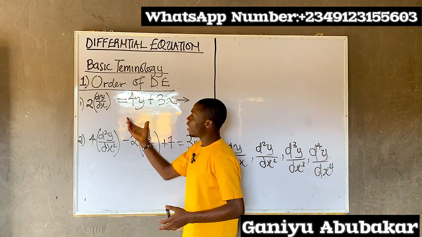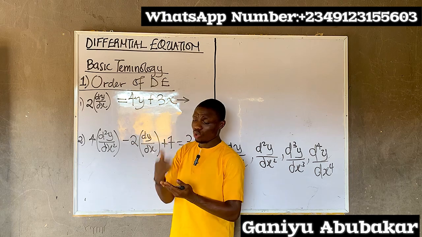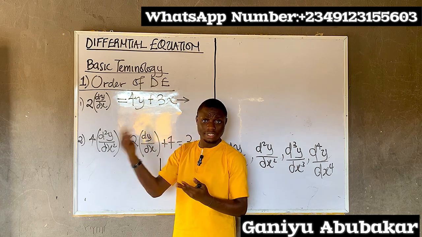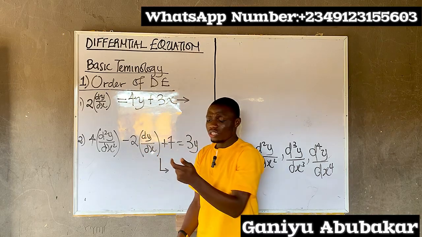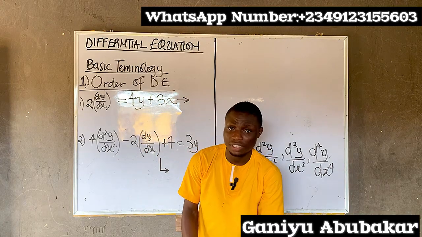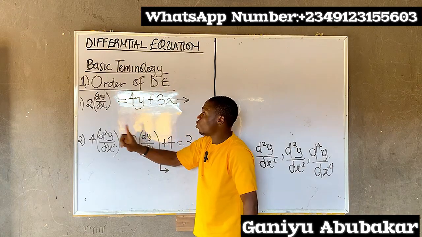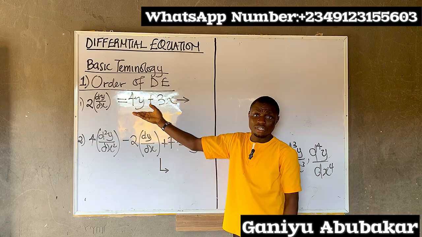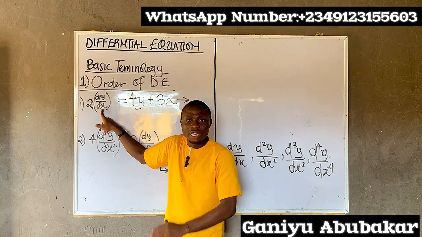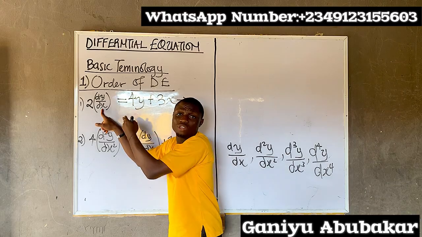First, for number 1 here, I'm asked to take the order. Is it first order, second order, third order, fourth order, etc.? First, you said order depends on the differential coefficient. In this case, I have only one differential coefficient, which is dy over dx. Besides dy over dx, nothing else. So this is the only differential coefficient I have here. What's the order in this case?